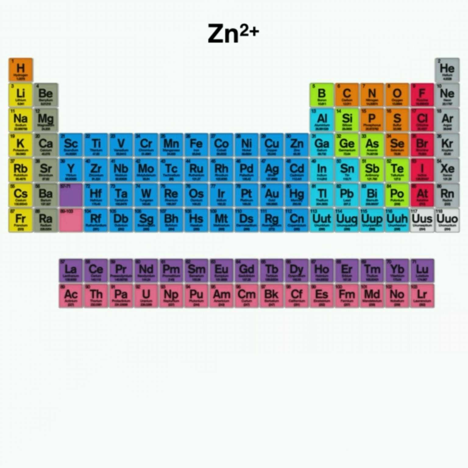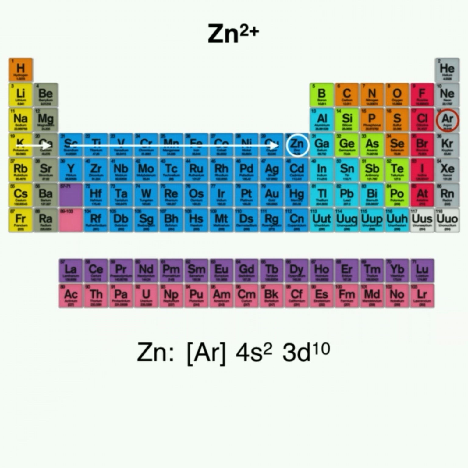Let's look at one last example of a zinc ion. Once again, we start with the configuration for the zinc atom. From the table, we can see that the configuration for zinc is the same as argon's, followed by 4s2 and 3d10. The zinc ion has a charge of +2, which means it has 2 fewer electrons than the zinc atom.